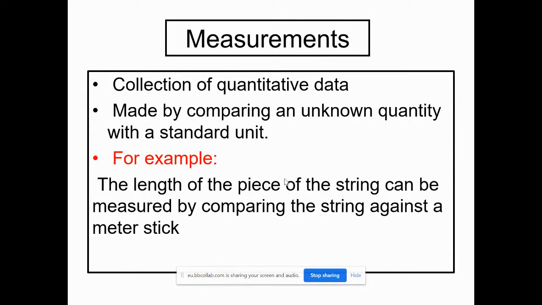Here the unknown quantity is nothing but the length of the piece of wire you have in your hand. You are just comparing that length with a meter scale. If you have a 1 meter scale or 2 meter scale, you can compare with a standard unit and finally you will get an answer.